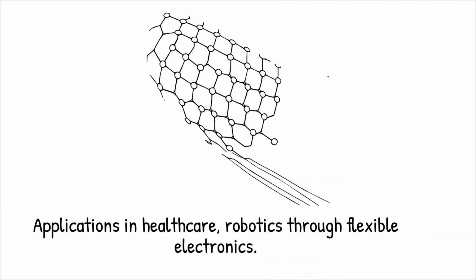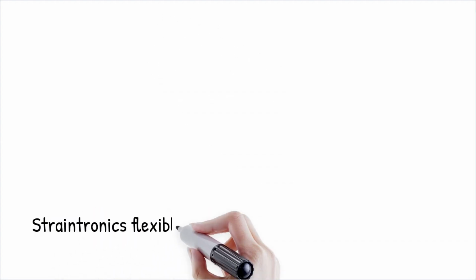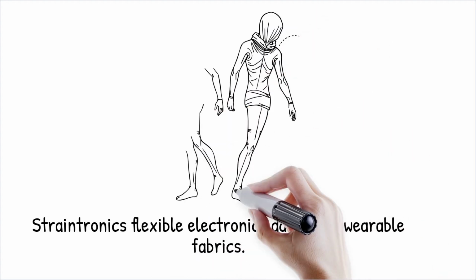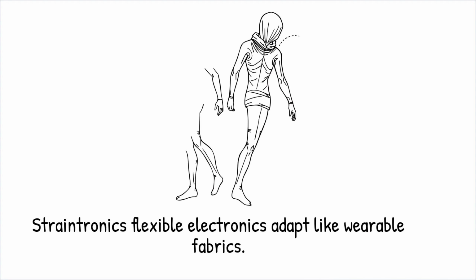Example: flexible strain sensors made from graphene can detect subtle deformations, making them useful for real-time health monitoring or soft robotics. Analogy: flexible electronics powered by straintronics are like wearable fabrics that adapt to your movements while maintaining their structural and functional integrity.